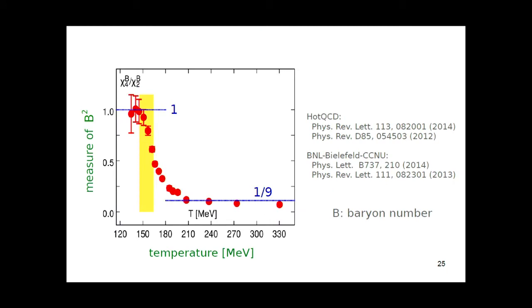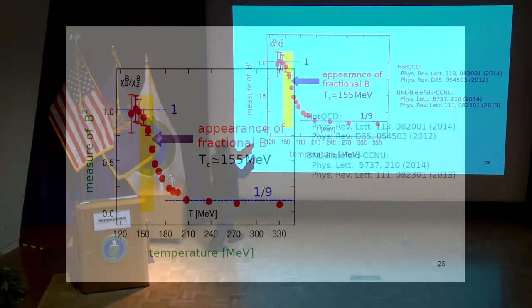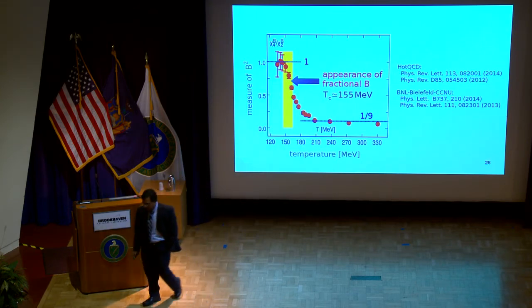Here in this plot, what I show is such a measure of this quantity as a function of temperature, given in MeV. As you increase the temperature, this baryon number squared changes from 1 and goes over to 1/9, which tells us that at the temperatures below, the system consists dominantly of baryons and antibaryons, and at the higher temperatures, the system consists of quarks. This change happens gradually. Around 155 MeV, we can see that it starts deviating from 1, and so the fractional baryon number starts to appear.